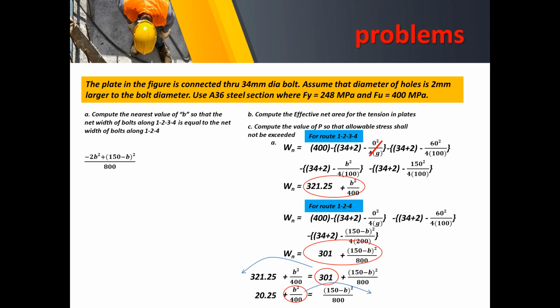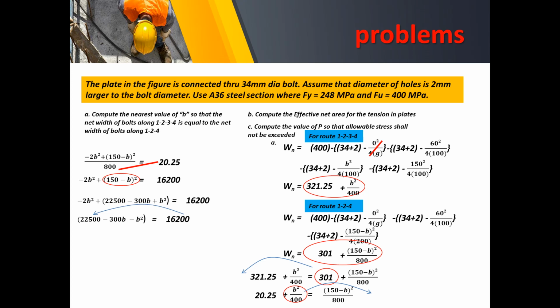Okay, so for the second term, you just have to copy the numerator, since 800 is also the denominator of that second term. So this is equal to 20.25. So by cross multiplication, we are going to have 16,200, and just place what is left on the left hand side of the equation. And then in here, we shall expand that with it to 16,200, and then expand it further, and let it be combined to negative 2b squared and equal to 16,200. So finally, we transpose this constant to the other side to combine it to 22,500.